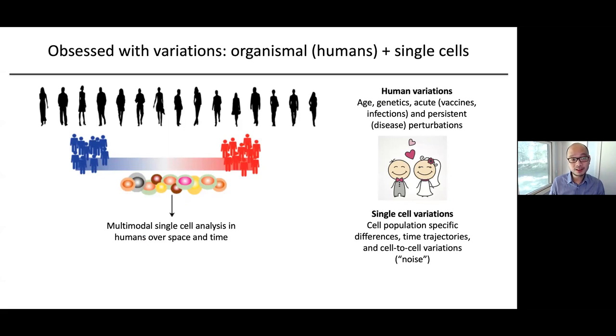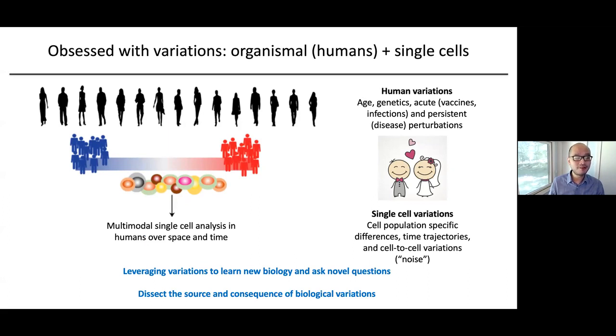We study humans, so as you may well appreciate, there's a lot of variation in humans, both in terms of inter-individual differences, as well as how individuals vary over time, for example before and after a perturbation. The other type that we obsess about is single cells, and really trying to understand single cell heterogeneity and whether we can start to link heterogeneity across these scales.